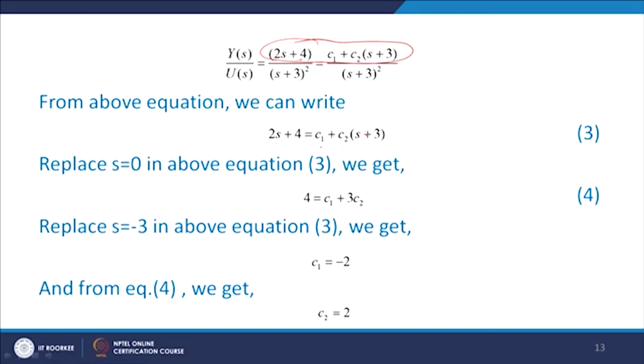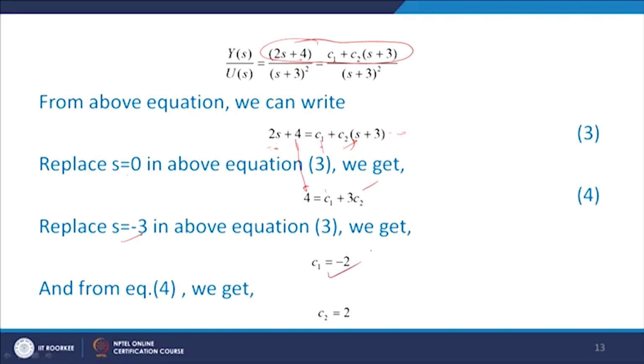Now we have to solve it. So, what we will do, we replace s equals 0 in this equation. When we replace s equal to 0, what will happen? It becomes 4 equal to c1 plus 3 c2. Next, we replace s equal to minus 3 in this equation, so this part will become 0. So, what we will get? Minus 6 plus 4, finally we will get c1 equal to minus 2.